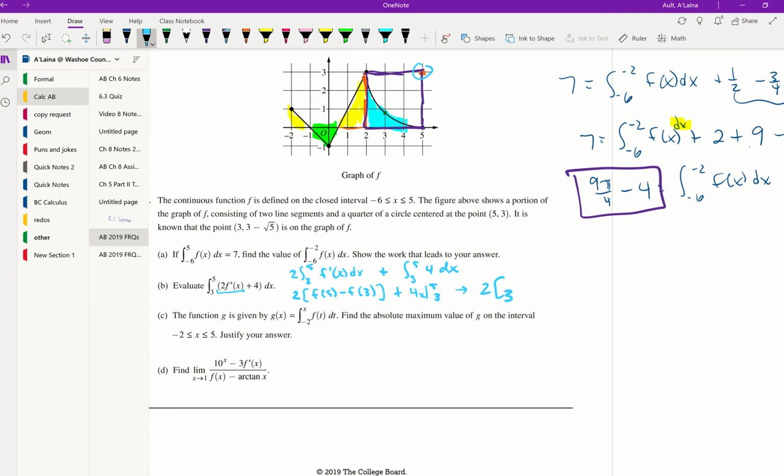Let's see. F of 5 is not 3. I fooled myself. Oops. F of 5 is 0. So 2 times 0 minus f of 3. Well, they gave us f of 3, this very obnoxious number here, which is 3 minus root 5, in parentheses. And then we want to subtract off from that f of 3, and there's f of 3 right here. Oh, I already did that. Sorry. And then plus 4 times 5 minus 3.